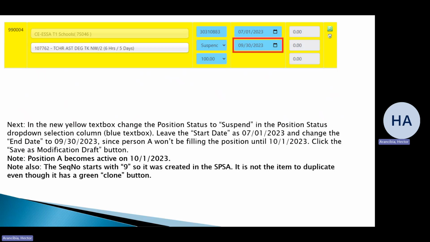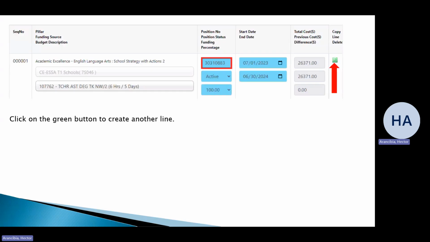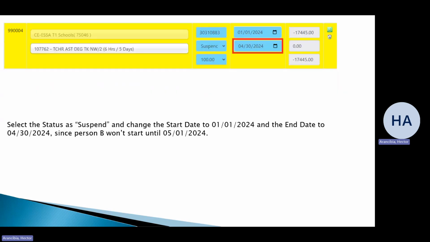Your sequence number starts with a 9, so you know that it was created in the SPSA. Again, it's not the item to duplicate, even though it has a green clone button. So remember, when you're going to be duplicating to suspend, you want to pick the one with the sequence number starting with a 0. And then click on your green clone button again, because we're going to create another line. And again, we have that yellow screen.